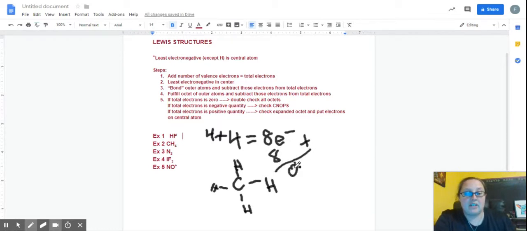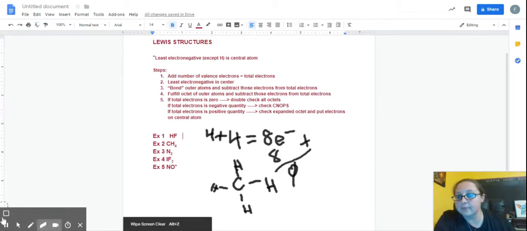Now I've already approached 0. So I need to double check and make sure that all of my octets are fulfilled. Well, carbon's in the center. He needs 8. He has 2, 4, 6, 8. So he's happy. His octet's fulfilled. Each hydrogen needs 2. And you see how they have 2. So all of their octets are fulfilled. So if all octets are fulfilled, and I've approached 0 in my math, then I have a valid structure and I'm done. Let's show a couple more that are a little bit more complicated.